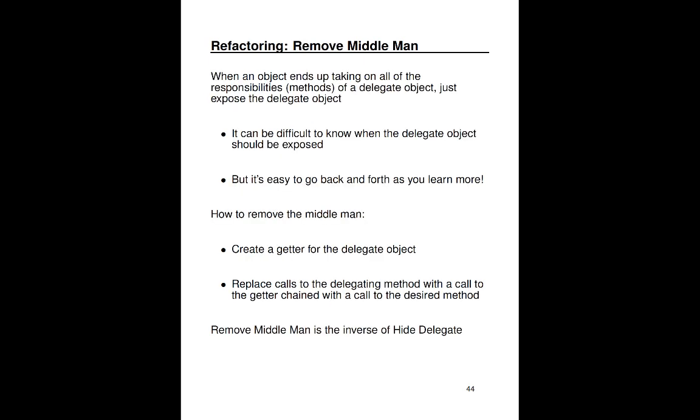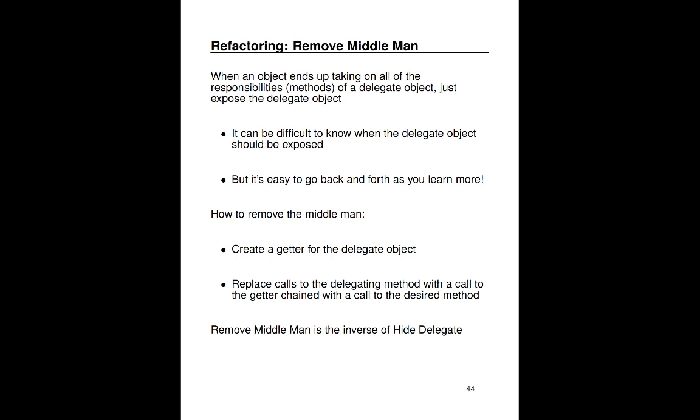So let's talk about this remove the middleman refactoring. So you've got an object and it takes on all or just too many responsibilities, the methods, of its delegate object. In this case, it says just expose the delegate object and have whoever wants to call that method just call it directly on the delegate. Now, this can be a difficult decision to make because it breaks encapsulation. And so now, it's really a judgment call in terms of whether or not you think that exposing that delegate object makes your code overall better. But luckily, it's pretty easy to go back and forth.